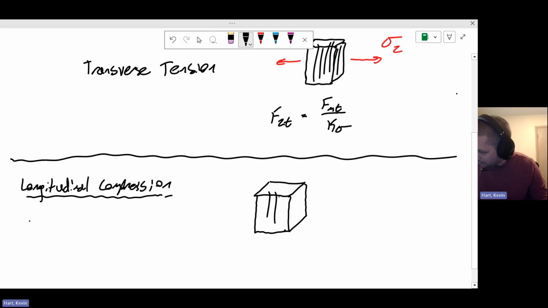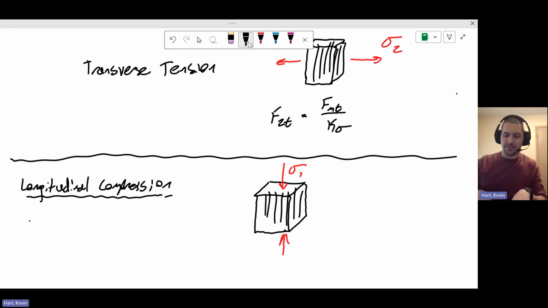Here's your composite, got all the fibers running this way as per usual. Longitudinal compression is this general loading mode, where we now have a stress in the one direction but not in tension. Here we are in compression. And the reason why this mode is so complicated is because you get a lot of different failure types that can occur based on volume fraction of fibers. So we really have 3 main modes of failure.